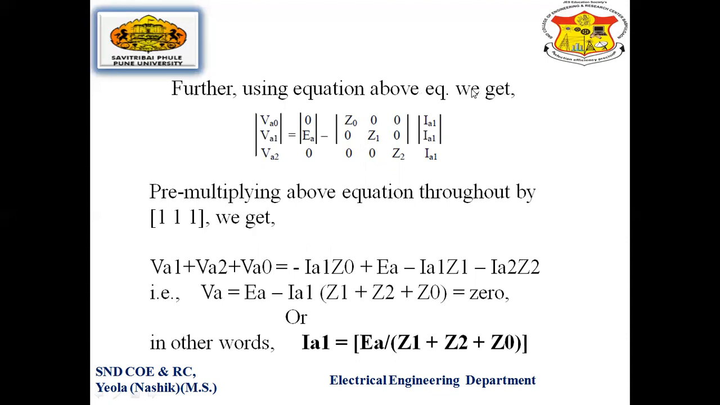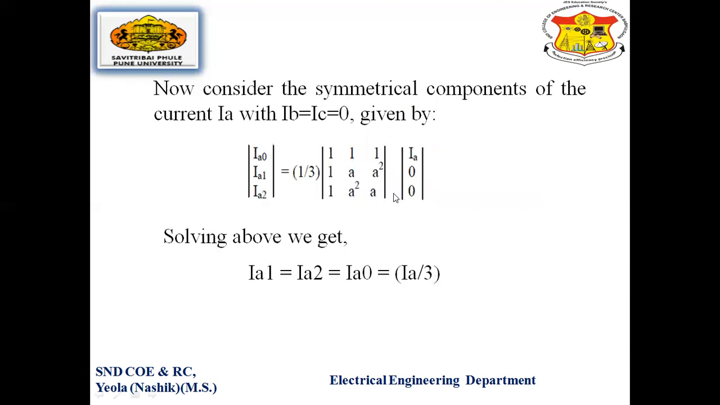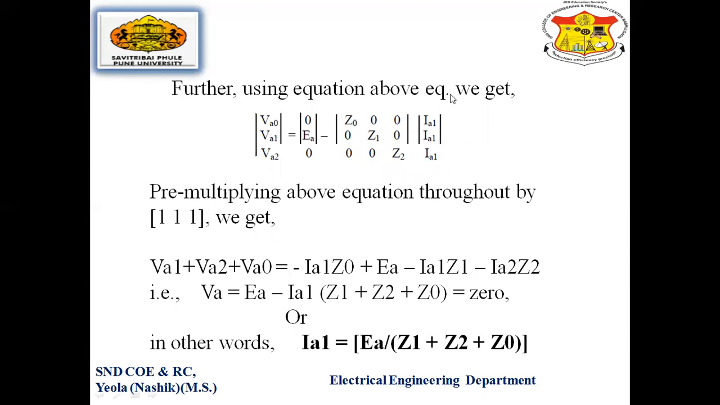Further using the above equation, we get [VA0, VA1, VA2] = [0, EA, 0] minus [[Z0, 0, 0], [0, Z1, 0], [0, 0, Z2]] [IA1, IA1, IA1], since the sequence currents are the same. Pre-multiplying the above equation throughout by the matrix [1, 1, 1], we get VA1 plus VA2 plus VA0 equal to minus IA1 Z0 plus EA minus IA1 Z1 minus IA1 Z2.